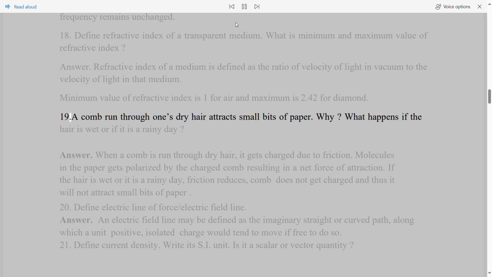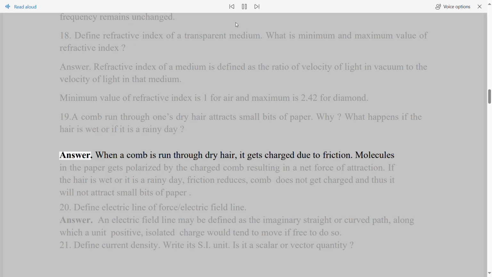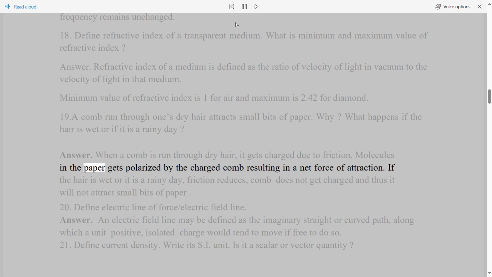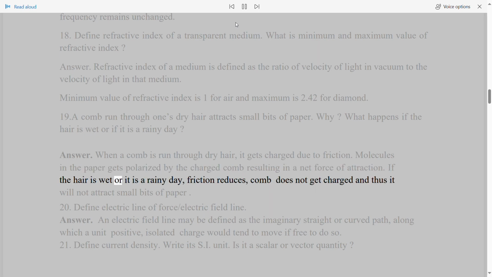19. A comb run through one's dry hair attracts small bits of paper. Why? What happens if the hair is wet or if it is a rainy day? Answer. When a comb is run through dry hair, it gets charged due to friction. Molecules in the paper get polarized by the charged comb resulting in a net force of attraction. If the hair is wet or it is a rainy day, friction reduces, comb does not get charged and thus it will not attract small bits of paper.